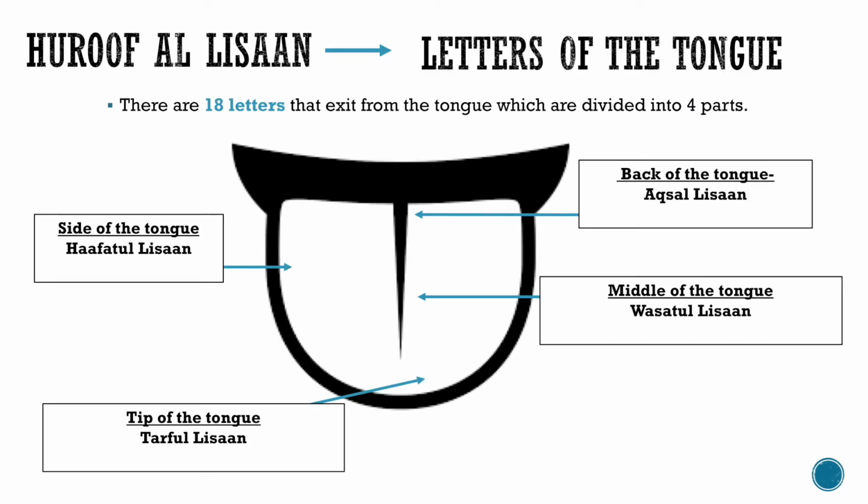So what does حروف اللسان mean? These are the letters of the tongue. There are 18 letters that exit from the tongue, which are divided into 4 parts. Back of the tongue, أقصى اللسان, middle of the tongue, وسط اللسان, side of the tongue, حافة اللسان, and tip of the tongue, طرف اللسان.